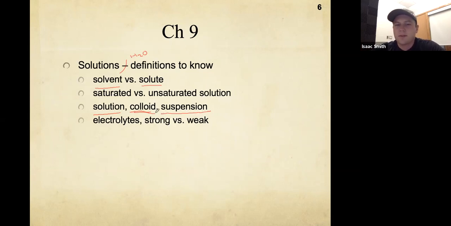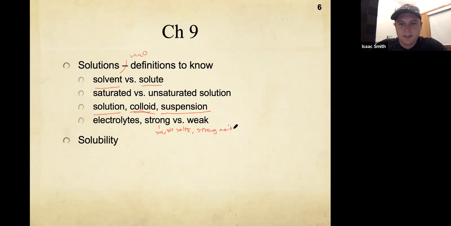Electrolytes, be able to determine if something is a strong electrolyte or a weak electrolyte. Again, strong electrolyte means it dissociates in water or is soluble in water. And then weak electrolyte is something that does not dissociate in water or is not soluble in water. So this would be like soluble salts and strong acids and bases. And then if something isn't soluble and it's not a strong acid or a strong base, then it's going to be a weak electrolyte. Okay.